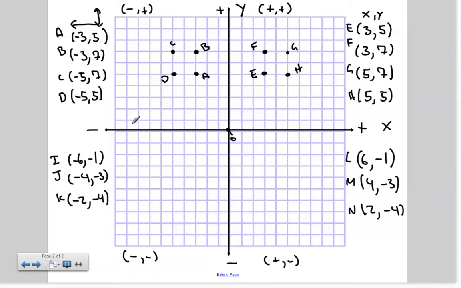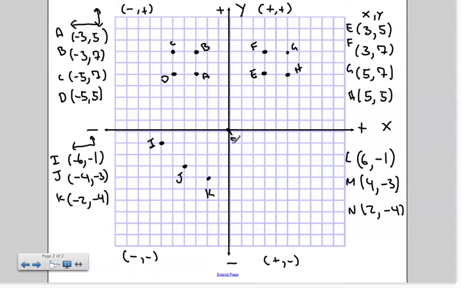These are all positive. Now if we look over here, I, J, and K, -6, -1. Remember that backwards L, and we know I need to do -6 first. So 1, 2, 3, 4, 5, -6, and -1. I. J is -4, -1, 2, 3, 4, and then down 3, 1, 2, 3, -3, J. K is -2, -4, 1, 2, 1, 2, 3, 4. There's my K. And again, negative and negative. It's in our third quadrant because if we look here, we have negative and negative.